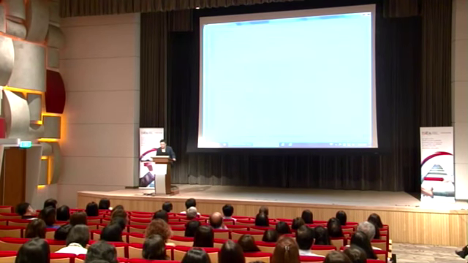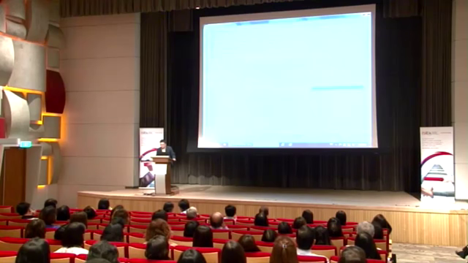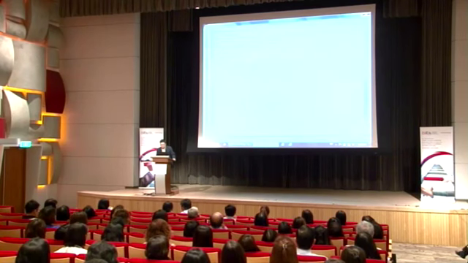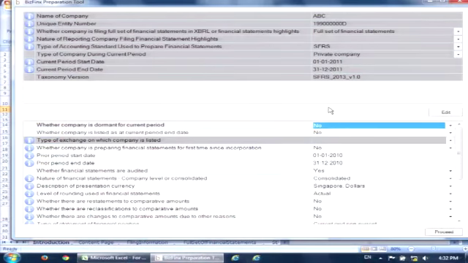The lower panel now is available for you to edit and provide the answers. For example, the first question is whether the company is dormant for current period. You can use the drop-down to provide the answer. Similarly, for all these answers, questions and answers can be filled in inside. And it's very much similar to what we have on FS Manager. After you have filled in the scoping questions, you can click on Proceed.